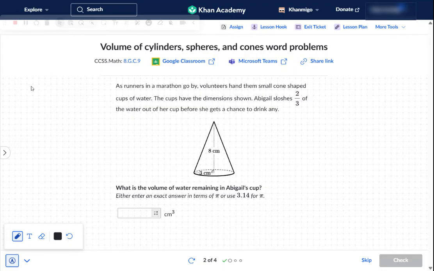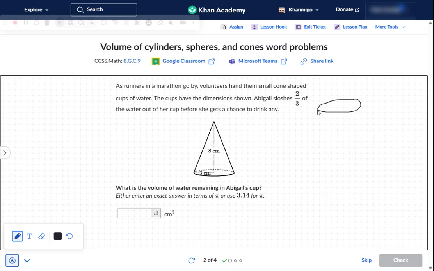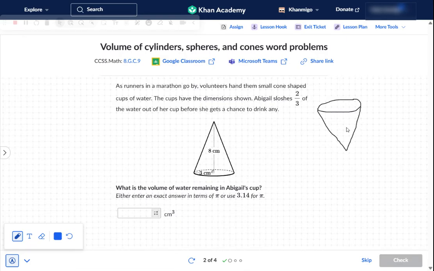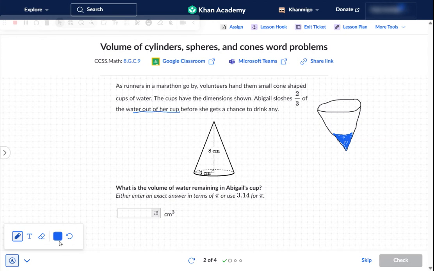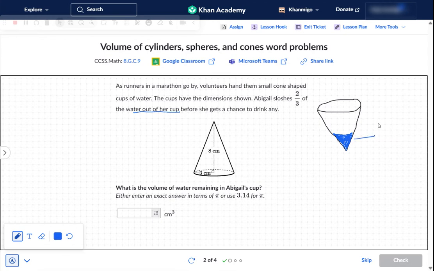So it's actually a good problem because it requires a little bit more thinking. So I'm gonna draw a little visual, a reminder for us that this is our cone. We only need 1/3, right? You guys are with me so far? We only need to find 1/3 of this volume because 2/3 is out of the cup. It is gone. It's done. Goodbye. So we just need 1/3 of the volume.